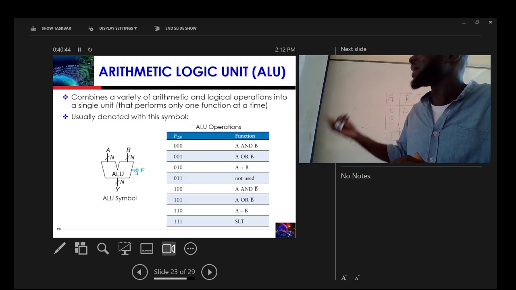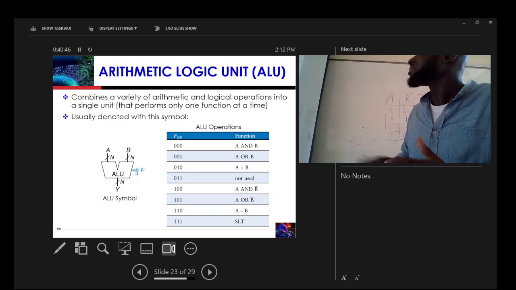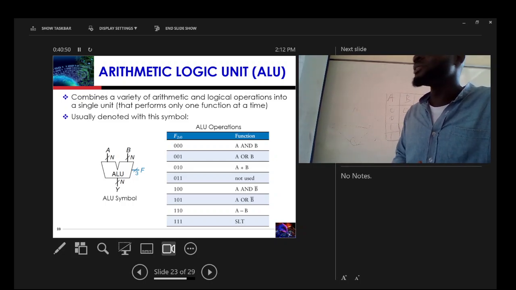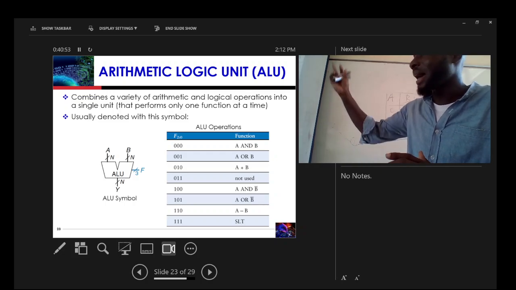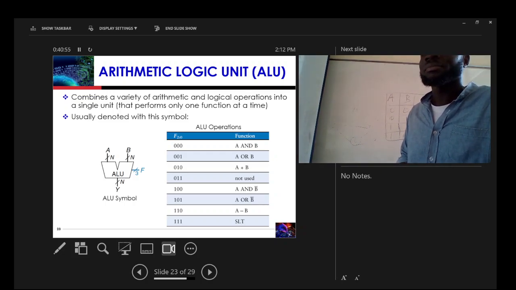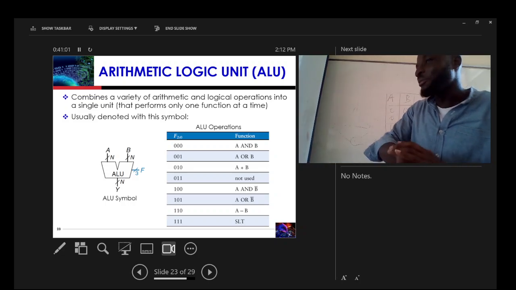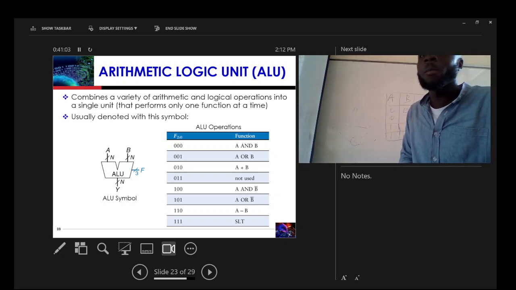If I give something like that and tell you to use basic logic gates like encoders, decoders, or anything to design the inner architecture of this, it can be done. Based on what you have done so far, you have covered everything.